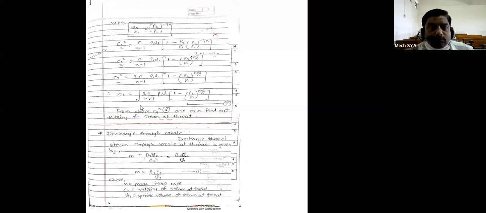Okay. So, discharge through nozzle. Now we have to go for discharge through nozzle. Now discharge is equal to nothing but what? This velocity we got. Now one equation we know, that density is equal to mass upon volume.